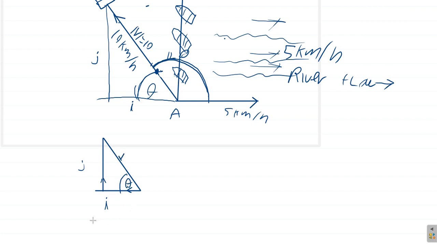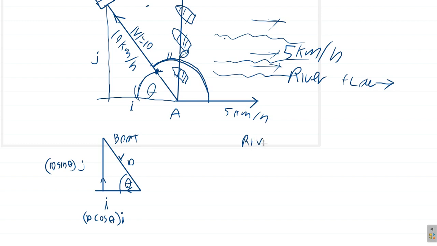Since the magnitude of V is 10, the horizontal part would be 10 cos theta in the direction of i. And this up here, sine theta, is opposite over hypotenuse. So this is 10 sine theta j. Alright? So you have the horizontal and the vertical components of the movement of the boat.